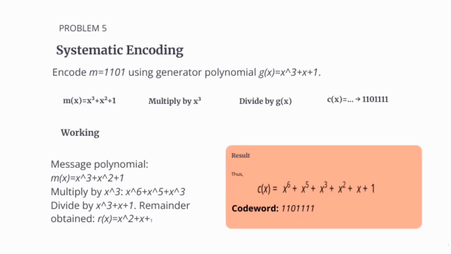Let's walk through how we encode a message using a generator polynomial. We start with our message polynomial, m of x, which is x cubed plus x squared plus 1. Then, we multiply it by x cubed, shifting it to make room for the remainder. Next, we divide this product by our generator polynomial, x cubed plus x plus 1. The remainder we get from this division is x squared plus x plus 1. Adding this remainder to our shifted message gives us the encoded code word. In this case, 1101111. This process is called systematic encoding, and it ensures our message is ready for transmission with error detection.